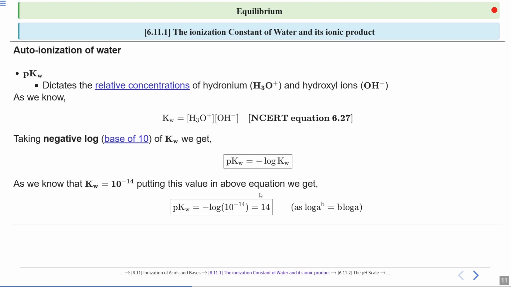Now log 10 raised to the power minus 14 can be written as minus 14 on the product side, or you can say we will multiply this log 10 with a minus 14. So this is a general property of log. Log a to the power b can be written as b log a, right? Now log 10 is equal to 1, therefore it is finally equal to 14. Got it? So this is your way to calculate the pKw at 298 Kelvin, which is 14.